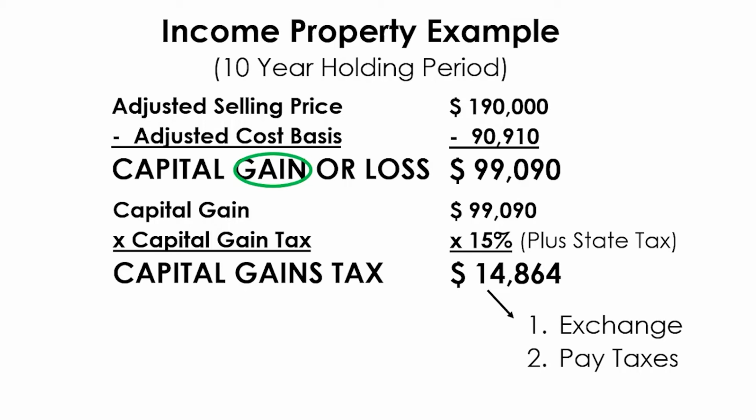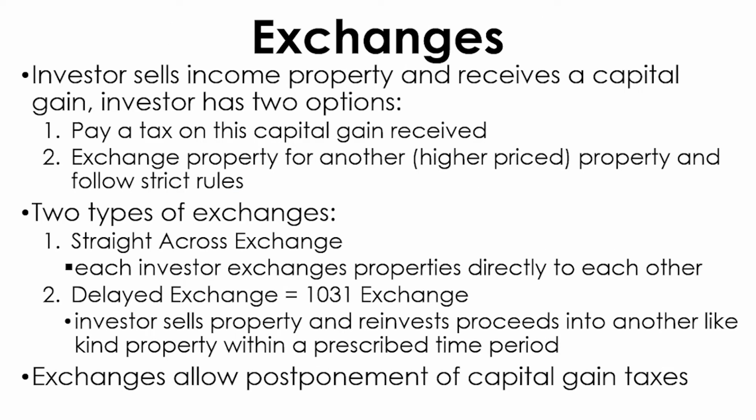And there are a couple of types of exchanges that you can select. The first one: investor sells income property and receives a capital gain. The investor has two options: pay the tax or do an exchange for another higher priced property and follow very strict rules. Now, the two types of exchanges that you can select, the first one's called a straight across exchange, where each investor exchanges properties directly to each other. Now, these are fairly rare because it's very hard to find one property owner who's willing to exchange directly to another property owner. The delayed exchange, though, is called the Internal Revenue Code 1031 Tax Deferred Exchange. That's the name of it. And this is delaying the exchange.